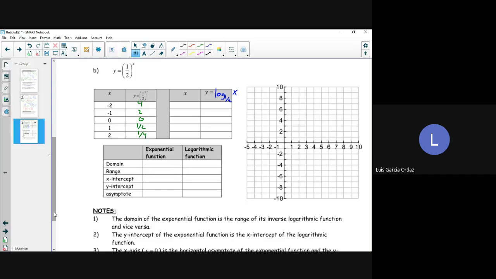And like we said, the inverse is just the x and y values switched from the exponential function. So we get 4 and -2, 2 and -1, 1 and 0, 1/2 and 1. Sorry, this should be 0 and 1. That was my mistake.